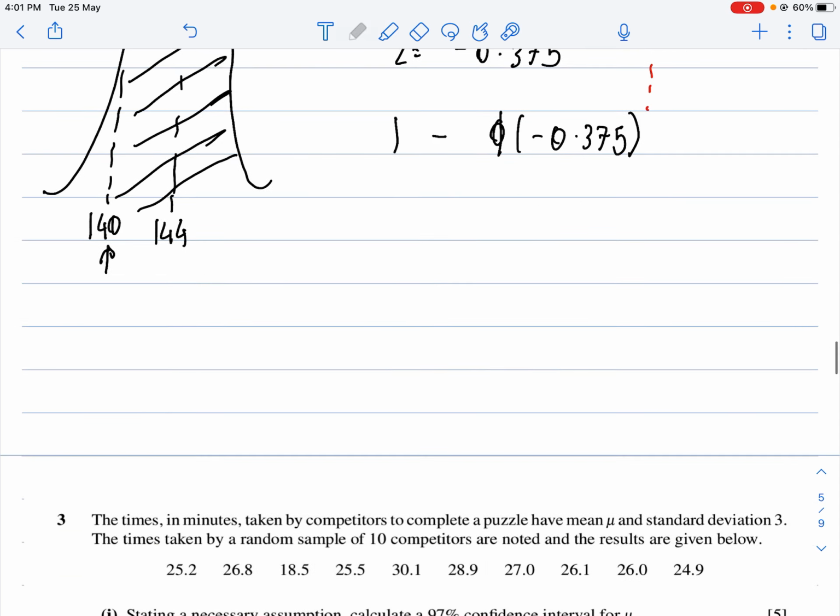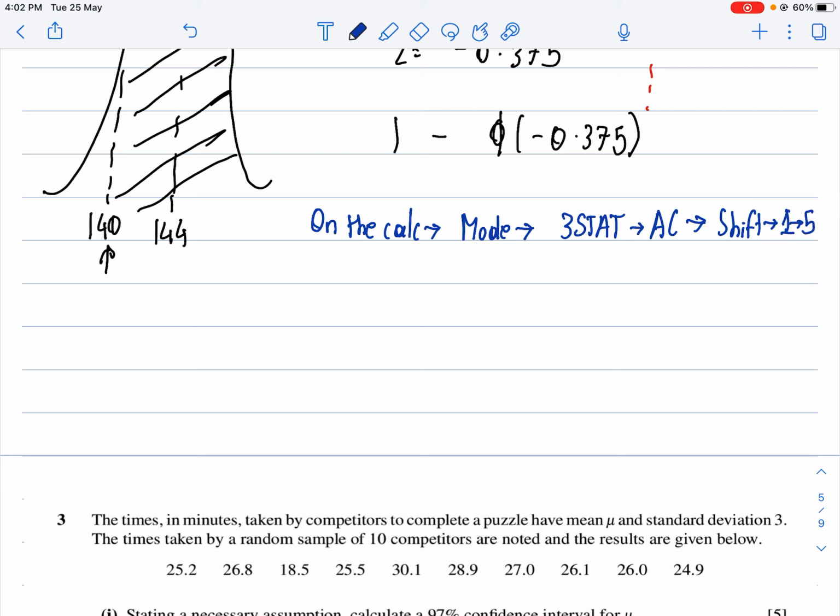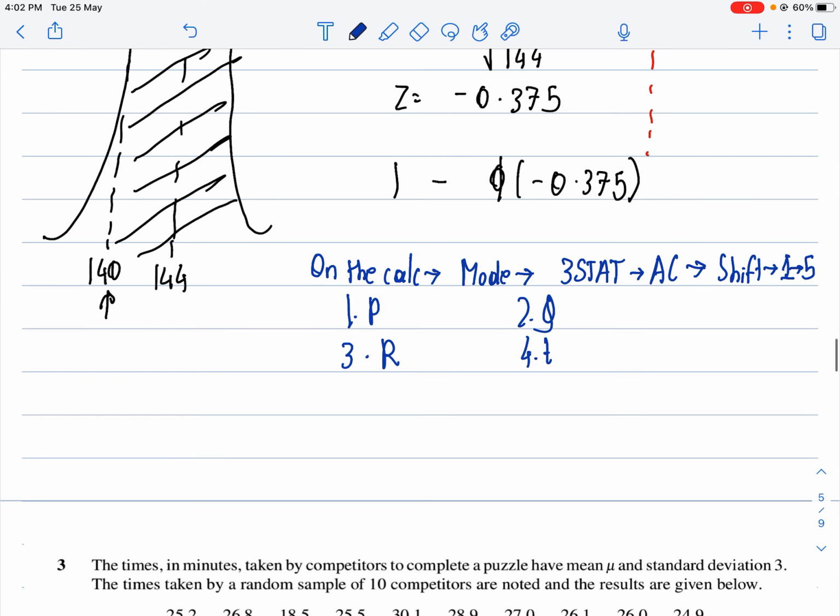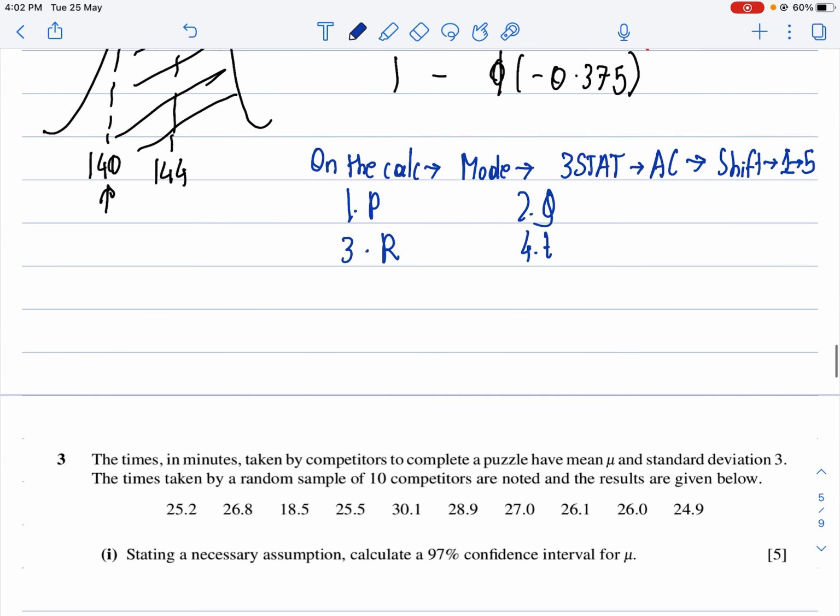To calculate this, I can simply use my calculator. On the calculator, click on mode, then click on 3 where stat is written, then click on AC, then click on shift, then on 1, and then click on 5. When you do that, on the display you get 1 P, 2 Q, 3 R, and 4 T. You need to know options 1 and 3. 2 and 4 are not that important.